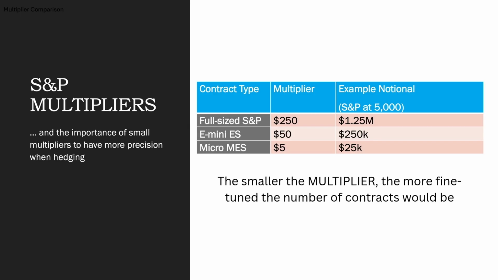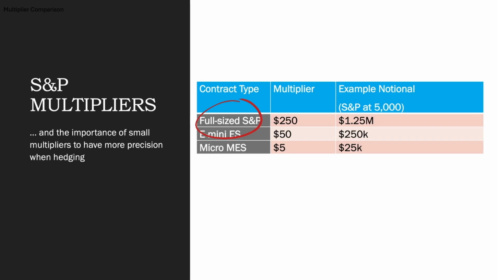For the S&P 500 futures, that would be depicted here in this table. Now, the full-size S&P is rarely traded nowadays due to high margins, while E-minis dominate for hedging portfolios and micros scale it down further for precision.